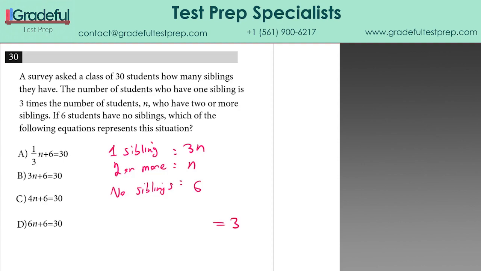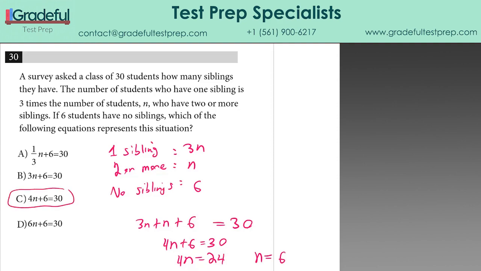So if there are 30 students altogether, we could say all 3 of those things add up to 30. And we can just go ahead and start simplifying from there, take away 6 from both sides, and divide by 4, and we get n equals 6. And that would be the way to solve the question, but we already had the equation that mattered right here. 4n plus 6 equals 30, and the answer for number 30 is C.